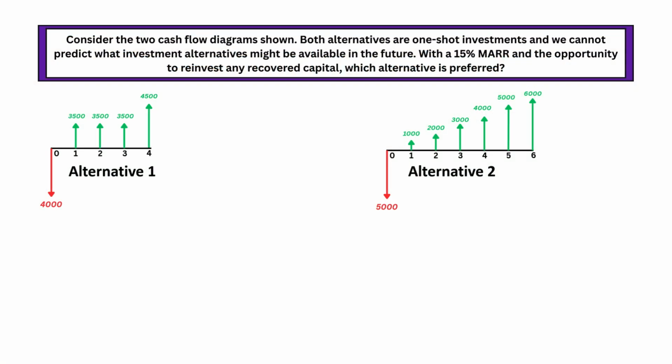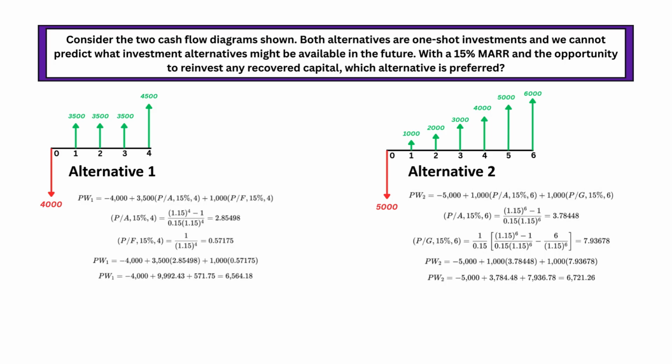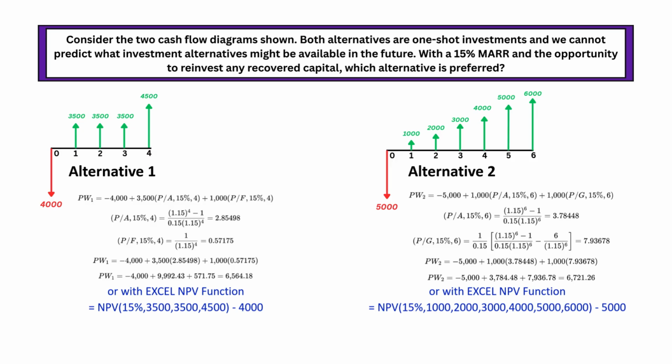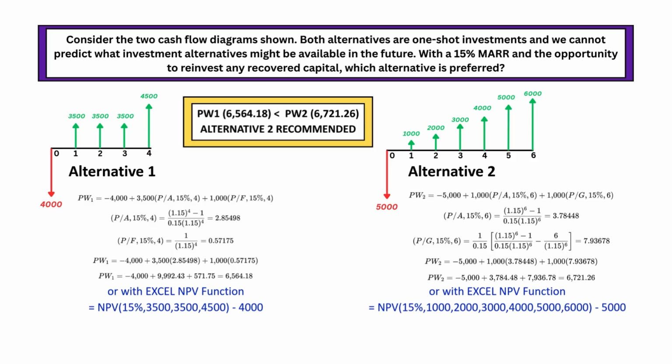In the final example, two one-shot investments with different cash flow patterns and different durations are evaluated using a 6-year planning horizon and a MARR of 15%. Each alternative's cash flows are discounted to time zero using present worth factors, and the total present worth is computed. The first alternative yields a present worth of approximately $6,564, while the second yields a present worth of approximately $6,721. Excel's NPV function confirms these results. Because the second alternative has the greater present worth, it is the preferred investment.